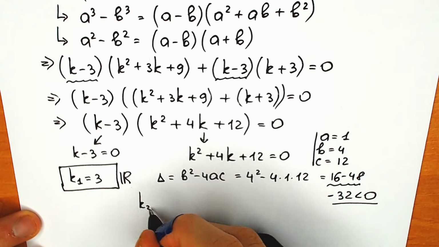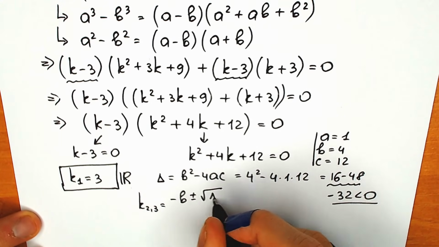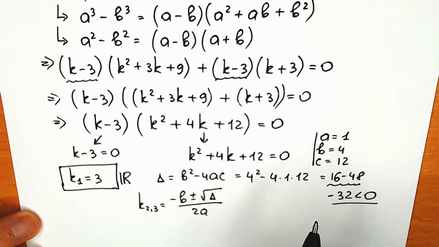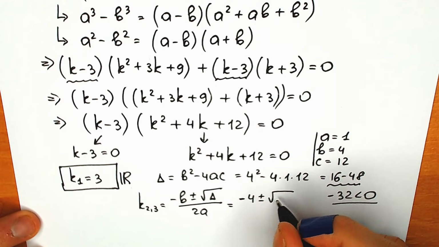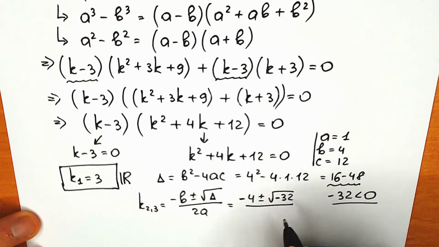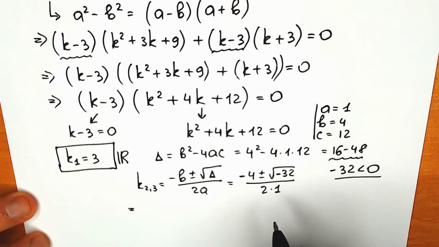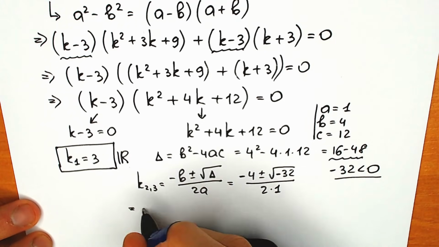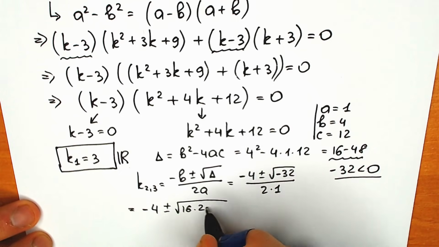So k second and k third equal to minus b plus minus square root of discriminant, all over 2a. Let's plug in each of these elements. So we have minus 4 plus minus square root of minus 32, all over 2 times 1. Final step, let's simplify our square root of minus 32. We can write it as 16 times 2 and times minus 1.